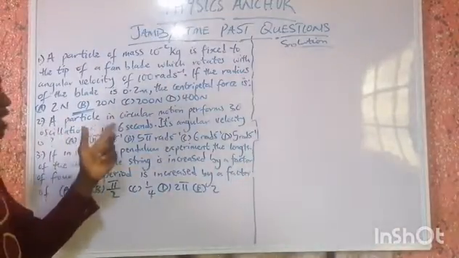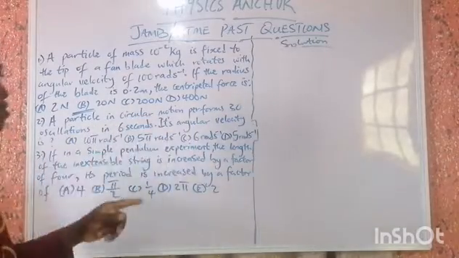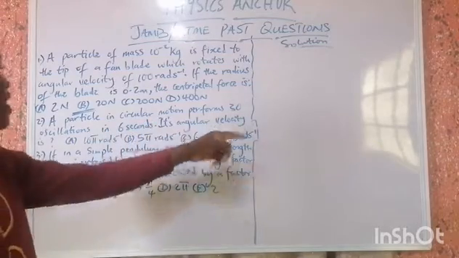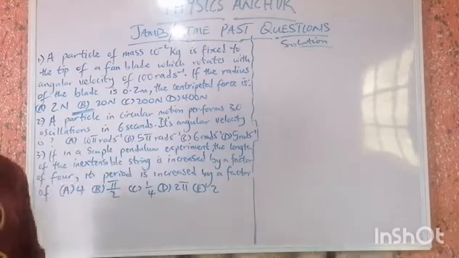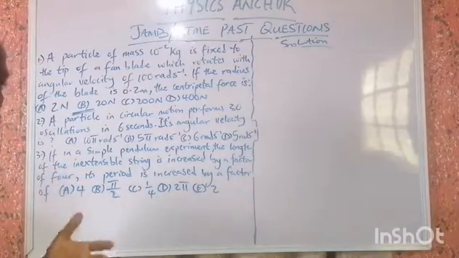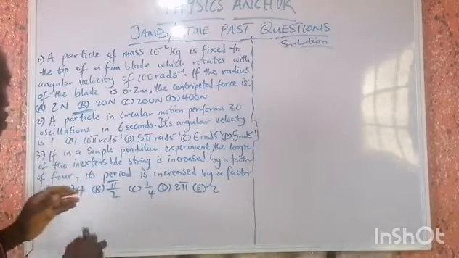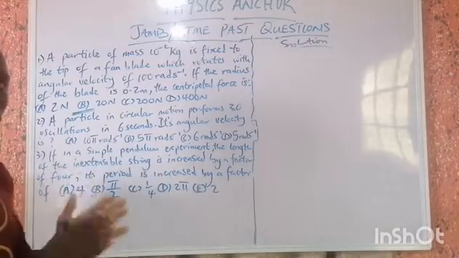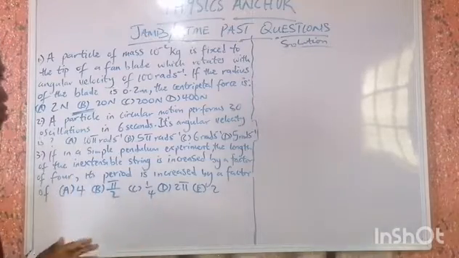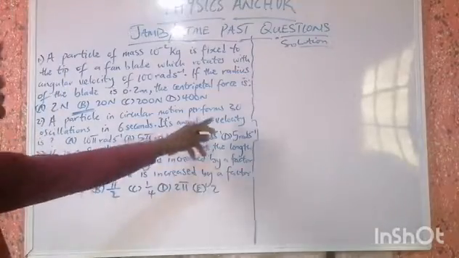A particle in circular motion performs 30 oscillations in 6 seconds. Its angular velocity is dash. In this question, they want us to calculate the angular velocity. The good thing is that you should first scan through your options. You can see that they are not substituting a value for pi, so pi is still in pi and our answer will be in pi. So let's state what we have here.